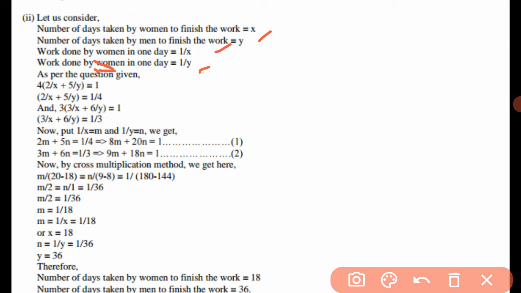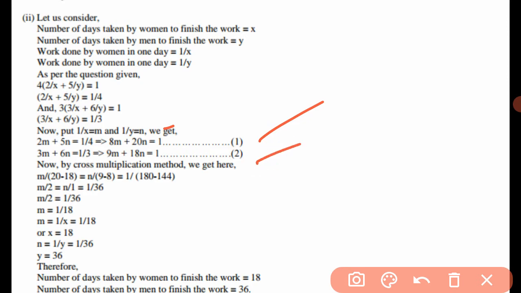Now according to the question, 4 into (2 upon x plus 5 upon y) equals 1. Now by solving, it will be 2 upon x plus 5 upon y equals 1 upon 4, and it will become 3 into (3 upon x plus 6 upon y) equals 1. Now by solving it, it will be 3 upon x plus 6 upon y equals 1 upon 3. Now putting 1 upon x equals m and 1 upon y equals n, we can form these two equations, that is 8m plus 20n equals 1 and 9m plus 18n equals 1. So these two equations will be formed.